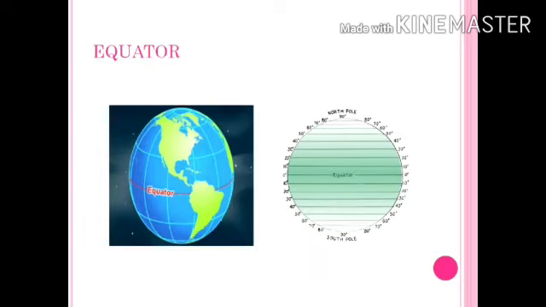The northernmost part of the earth is called North Pole. Another one is the southernmost part of the earth, called South Pole. The earth rotates on its own axis. An imaginary line connects the North Pole and South Pole.